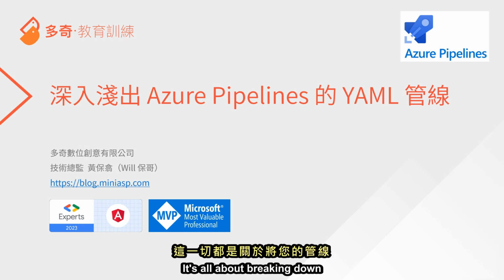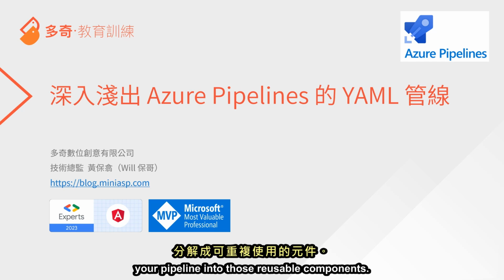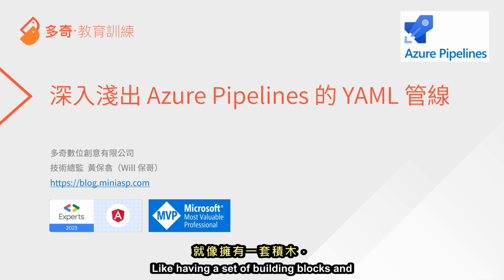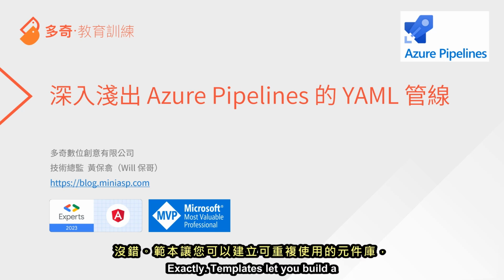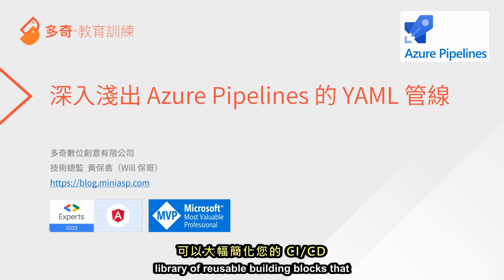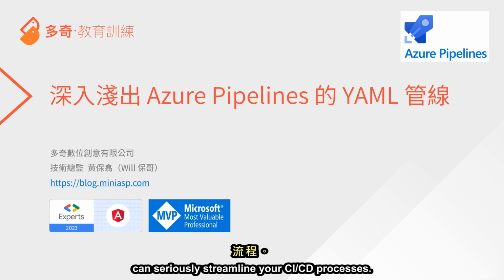It's all about breaking down your pipeline into those reusable components. Like having a set of building blocks and you can construct all sorts of different pipelines. Exactly. Templates let you build a library of reusable building blocks that can seriously streamline your CI/CD processes.